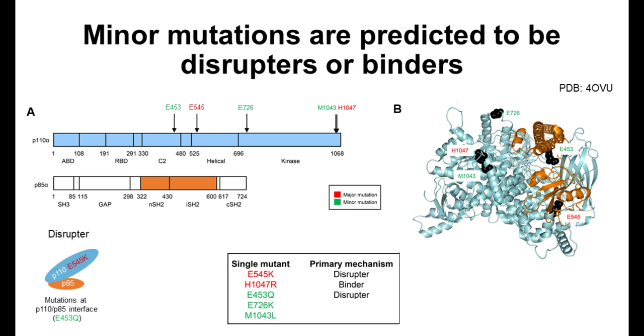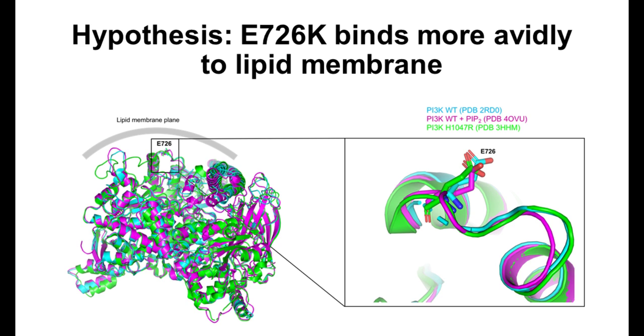Therefore, we speculated that E453Q functions as what we term a disruptor, just like E545K, and M1043L functions as what we term a binder, like H1047R. However, for E726K, nothing was known about what this mutation might be doing. But based on the crystal structure shown in panel B, as well as in this slide showing the alignment of multiple crystal structures, you can see that E726 is located in this loop that is right by the putative lipid membrane plane.